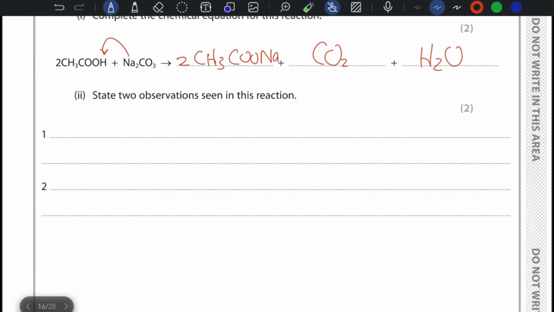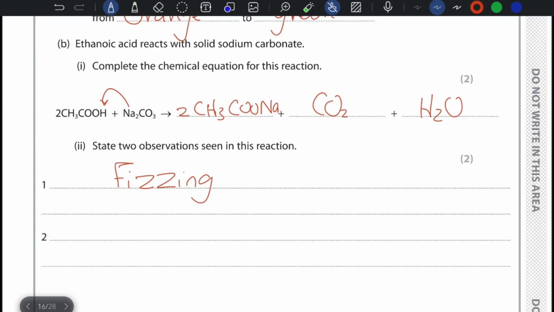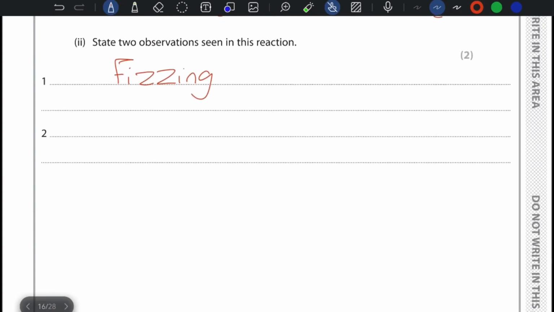State 2 observations for this reaction. Fizzing, and he told us that ethanoic acid reacts with solid sodium carbonate. So we can write that solid sodium carbonate disappears.